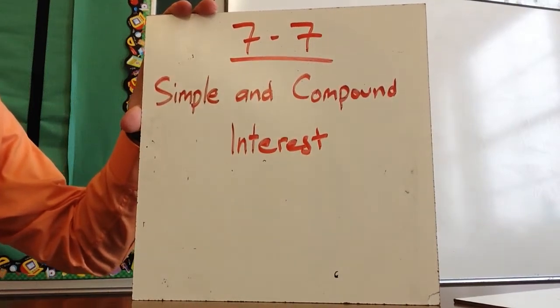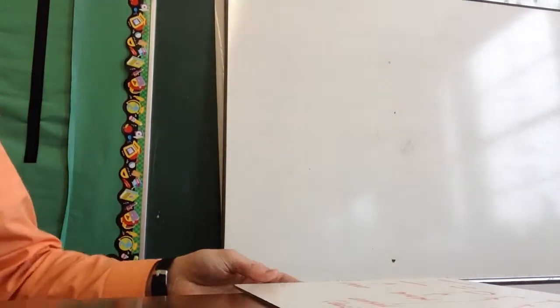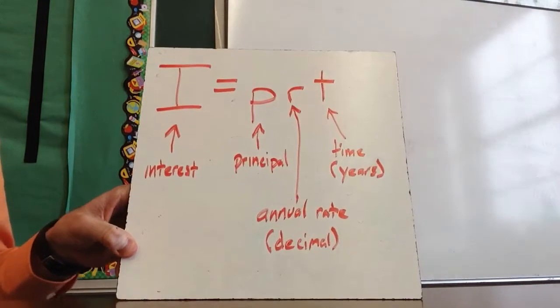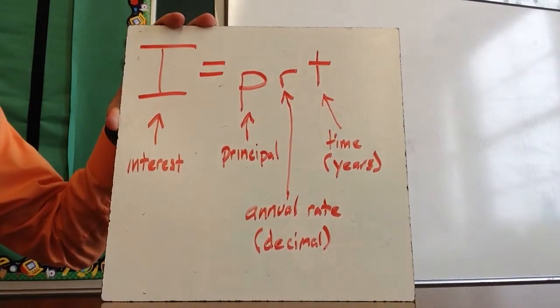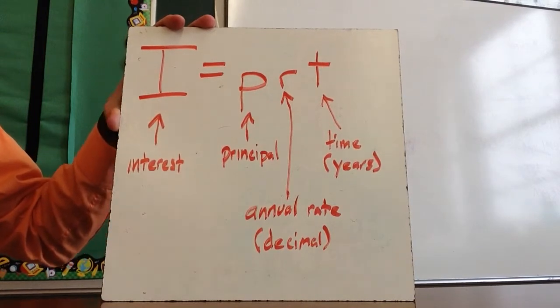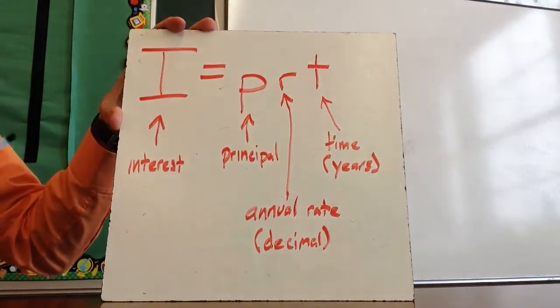Today's video will discuss chapter 7.7, simple and compound interest. And so we're going to focus on this formula. It's one we're going to keep referring back to, so you may want to put this in your notes. I equals P R T. So remember, you're multiplying P times R times T.